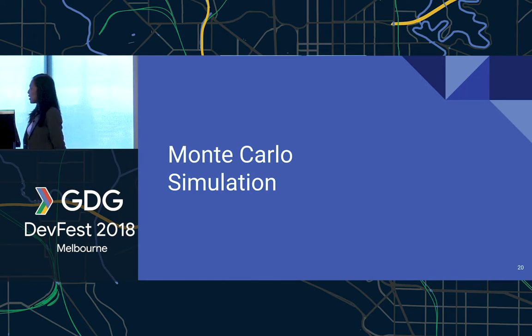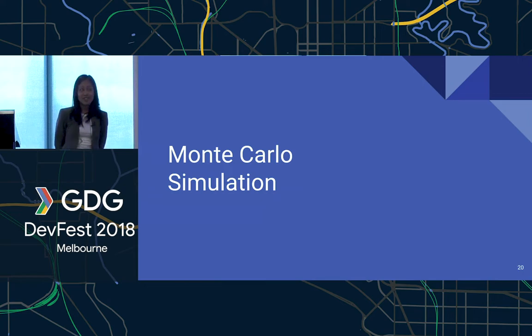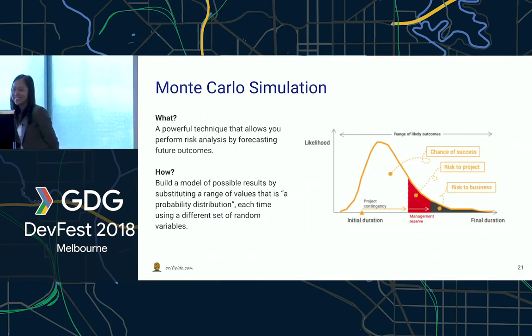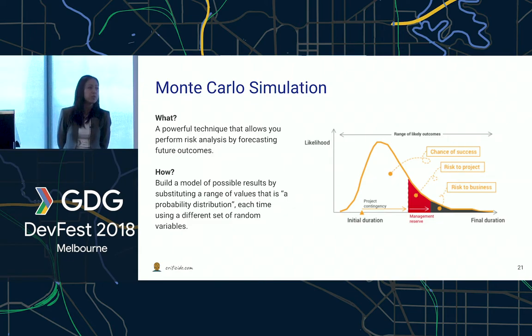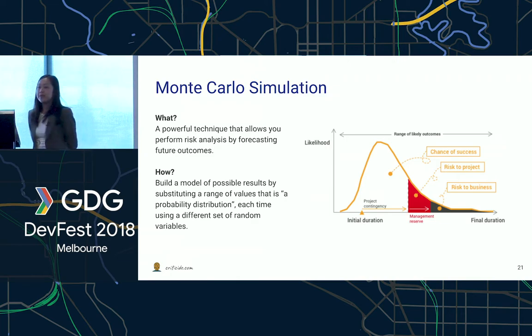But first, what is the Monte Carlo simulation? Who here has heard of it before? Oh, awesome. I'm going to get challenged later. So, for those who aren't as familiar, it's a powerful technique that allows you to perform risk analysis on forecasting future outcomes. We then build a model of possible results and present them as a range of values as a probability distribution. This approach is very useful when there is a decision that needs to be made that involves lots of uncertainty.